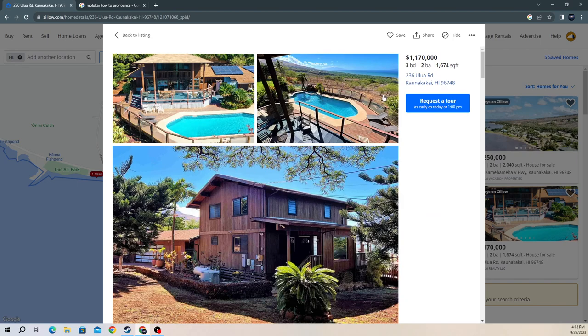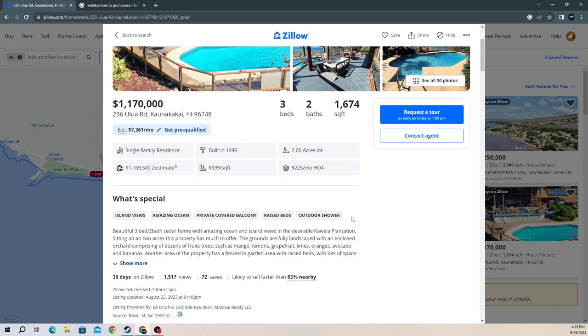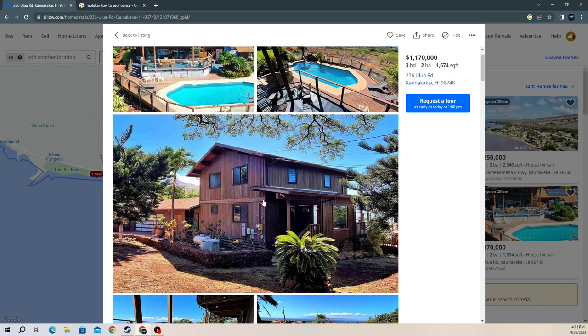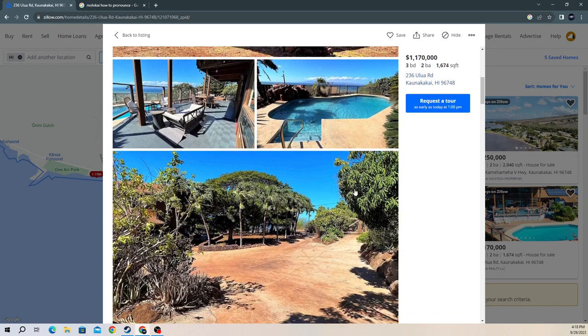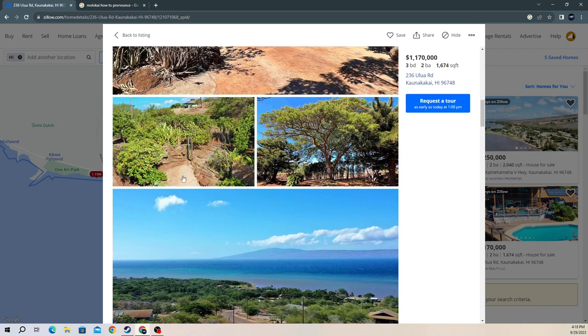This might be overpriced. Oh, let's see what year this was built. It was built in 1990. You do have an HOA. What? I don't like HOAs, especially when you're paying $1 million. But it does have solar, that's a plus. It's a unique house, an amazing house. I like the pool. Huge driveway, huge banana farm.